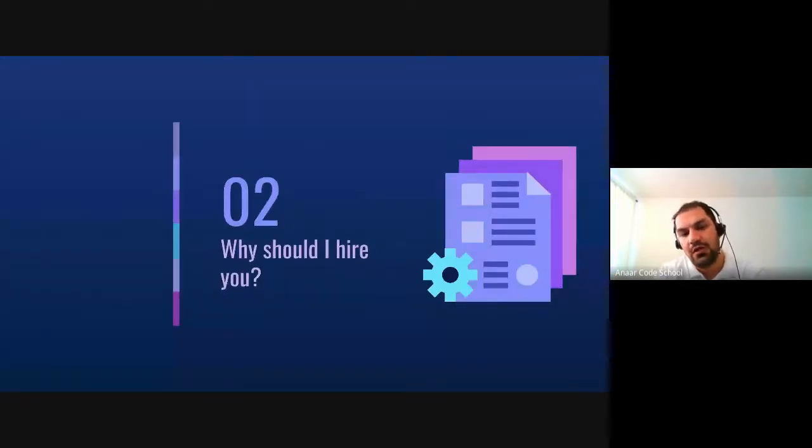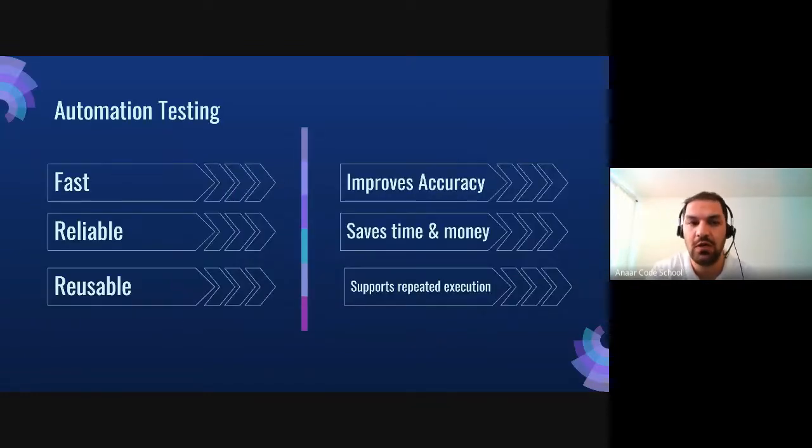Now that we have talked about the SDET role itself, I want to talk from the perspective of the company about why they care to hire you. We actually talked a little bit about this, so I'm not going to spend a lot of time on it. Again, companies are hiring SDET people because there are some advantages to hiring these kinds of people.